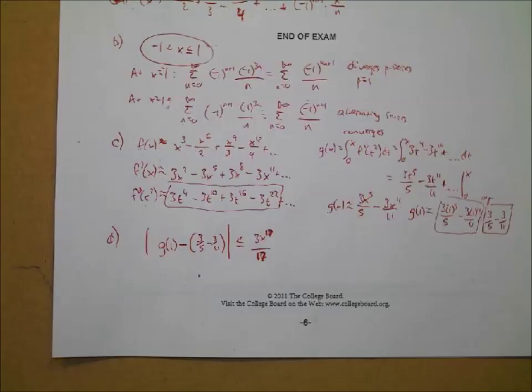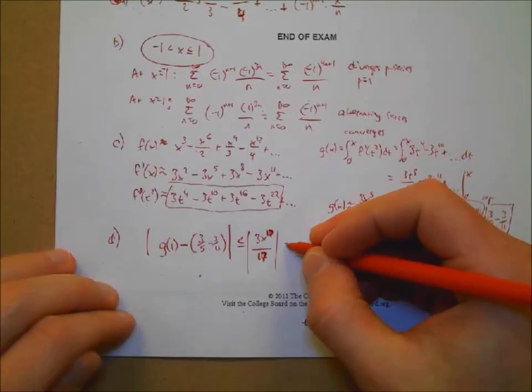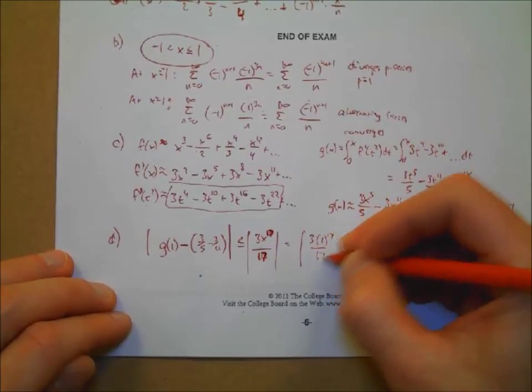Okay, but we're not quite done yet, because what do we still have to do? What do we plug in here for the x? A 1, right, because we were approximating g of 1. And so this is 3 times 1 to the 17th over 17, which is really just 3/17.